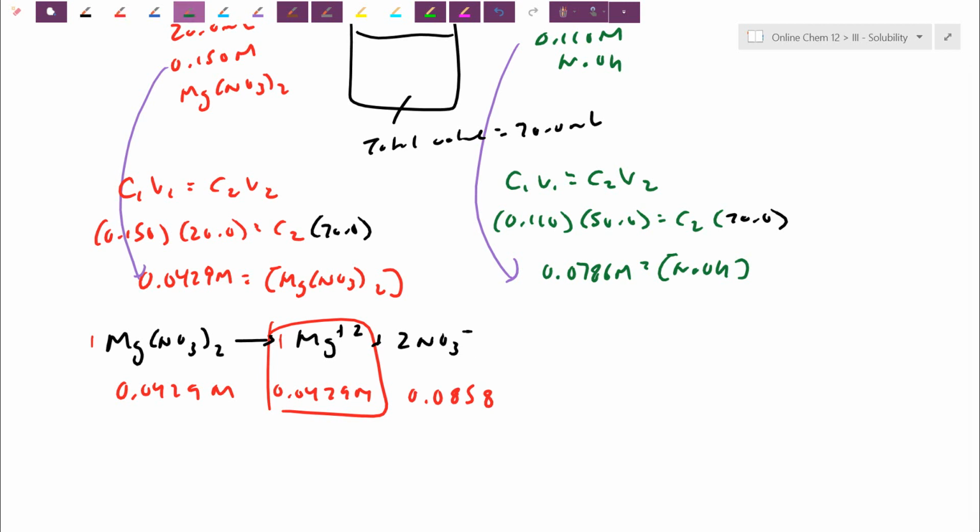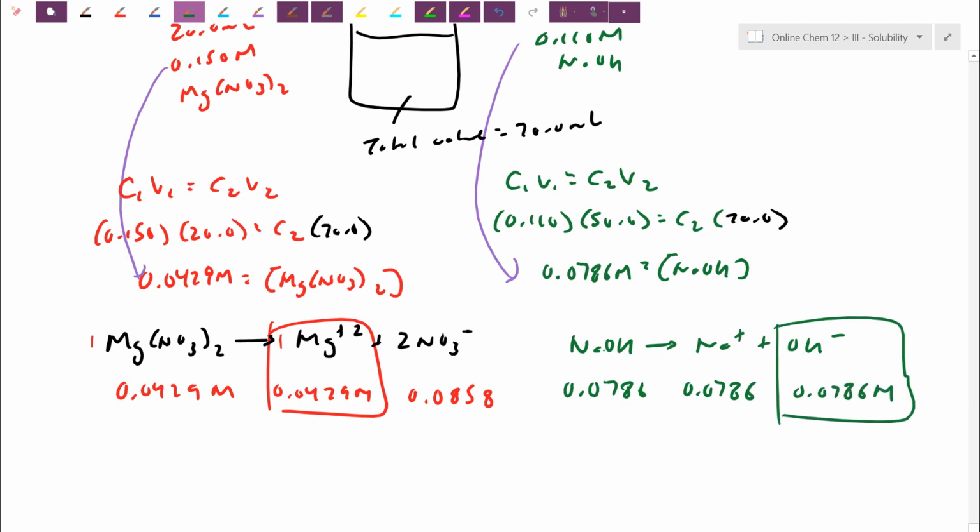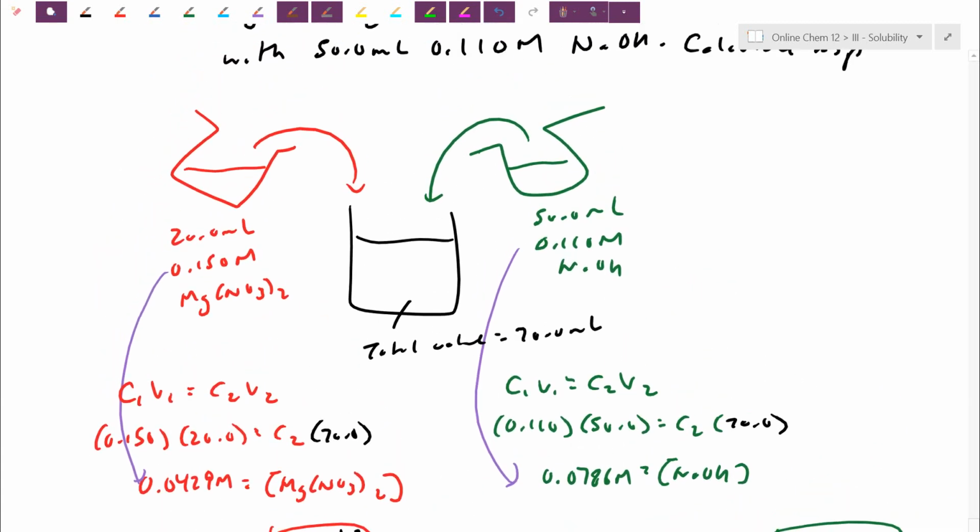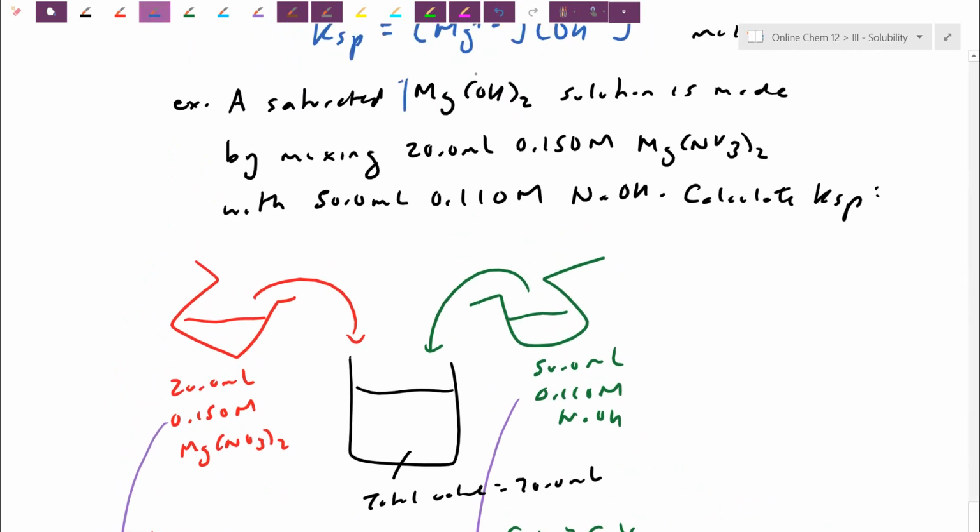How about the other side here? We have sodium hydroxide. The NaOH is a 1-to-1 ratio, Na plus hydroxide. If I have 0.0786 of my compound, this one here is going to be 0.0786 of sodium. Again, I don't care about that one, but 0.0786 molar of the hydroxide, that's the part that I care about. Keep it in the back of your mind here, what is potentially the precipitate that forms? In this case here, we were trying to form a precipitate of MgOH2. Saturated means we're at equilibrium.